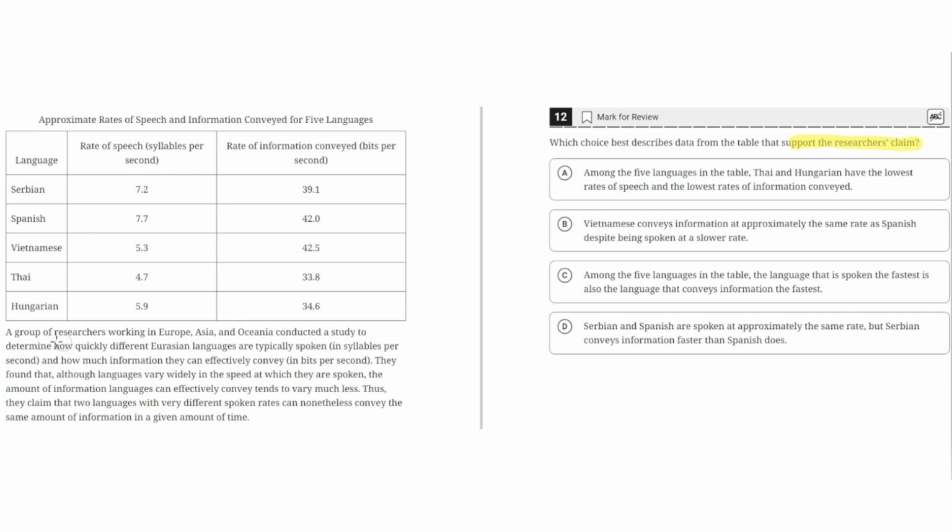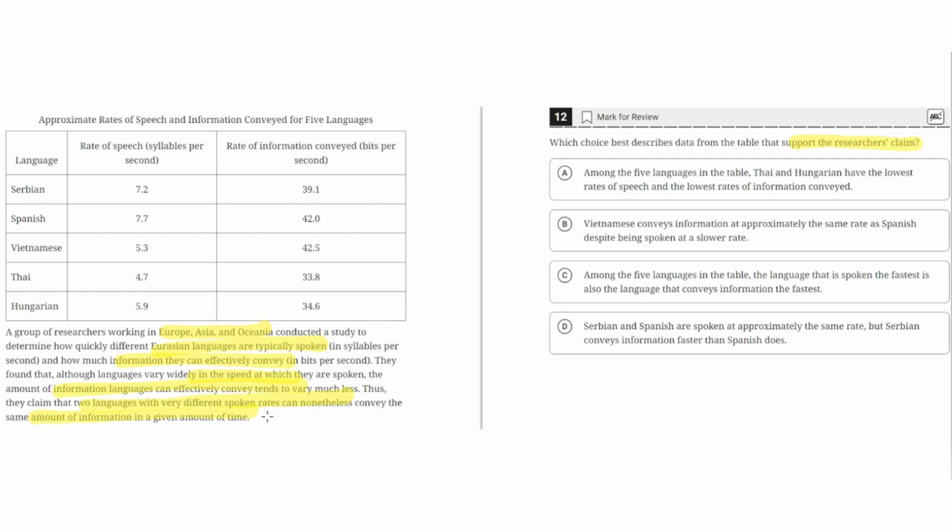So the text says, a group of researchers working in Europe, Asia, and Oceania conducted a study to determine how quickly different Eurasian languages are typically spoken, in syllables per second, and how much information they can effectively convey, in bits per second. They found that although languages vary widely in speed at which they are spoken, the amount of information they can effectively convey tends to be much less. Very much less. Thus, they claim that two languages with very different spoken rates can nonetheless convey the same amount of information in a given amount of time.